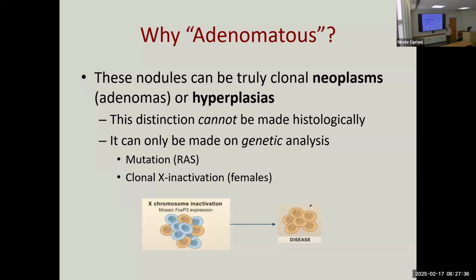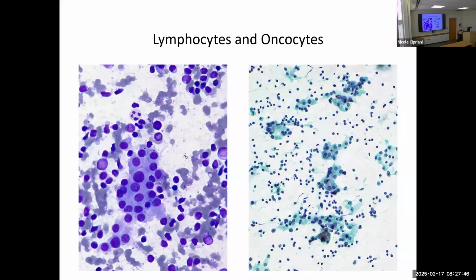And this cannot be seen with your eyes, right? You can't see a RAS mutation with your eyes. You can only see whether it's benign or malignant, and so hence adenomatous rather than adenoma or hyperplasia.